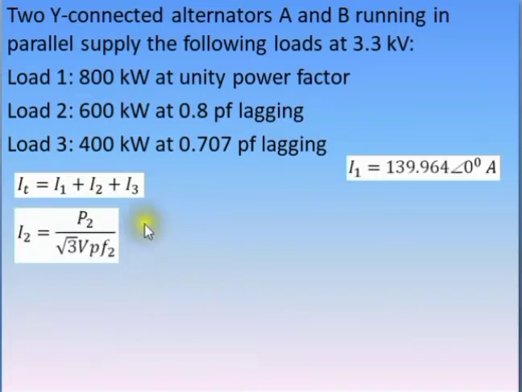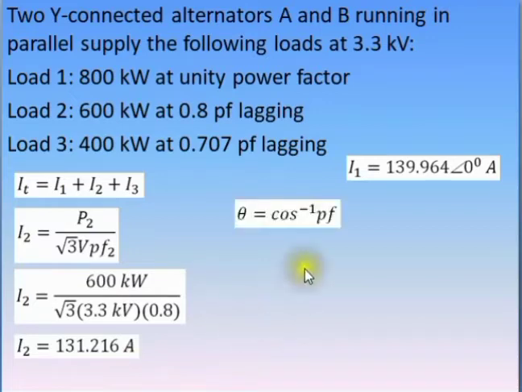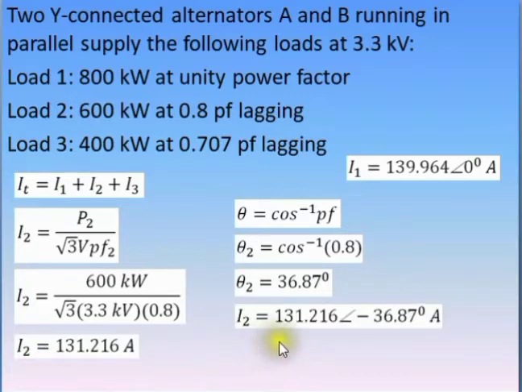Ngayon naman po kunin natin yung I2. Mula sa na-derive nating formula kanina, substitute lang po natin yung mga values. We have 600 kilowatts divided by square root of 3, divide it also by 3.3 kilovolts and 0.8 na power factor. We have 131.216 amperes. At hanapin din po natin yung kanyang angle using this equation. So we have the inverse cosine of 0.8, that is 36.87 degrees. Combine po natin siya dito sa value na ito. We have I2 is therefore equivalent to 131.216 angle negative dahil lagging po yung power factor niya, negative 36.87 degrees amperes.